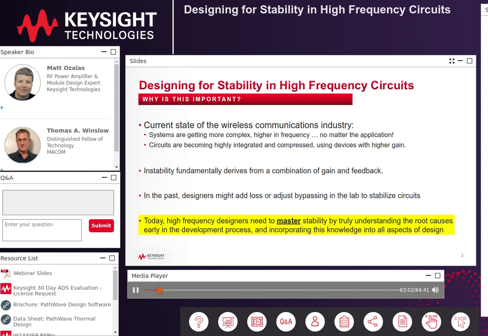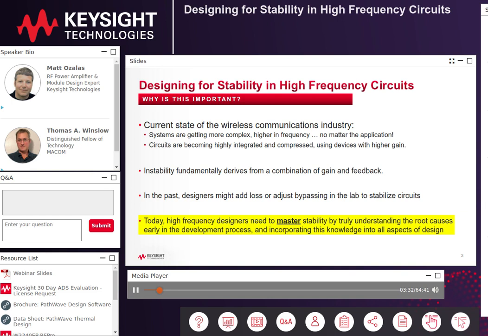Well, if you look at what's going on across the wireless industry, you'll notice that systems are generally getting more complex, and at the same time, they're moving higher in frequency. Because of that, the circuits themselves are getting more integrated and compact, using devices that have more gain. Fundamentally, instability arises from a combination of gain and feedback. Today, the devices have more gain because the transistors have higher FTs, and there's more feedback because integration at higher frequencies means more coupling.